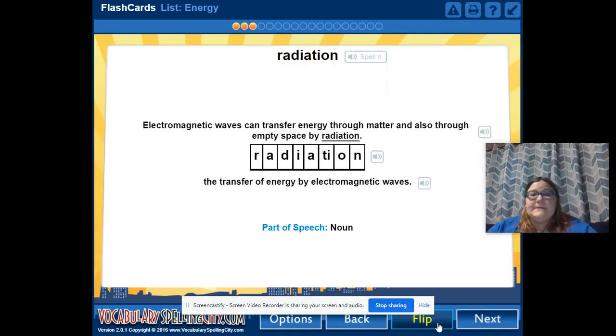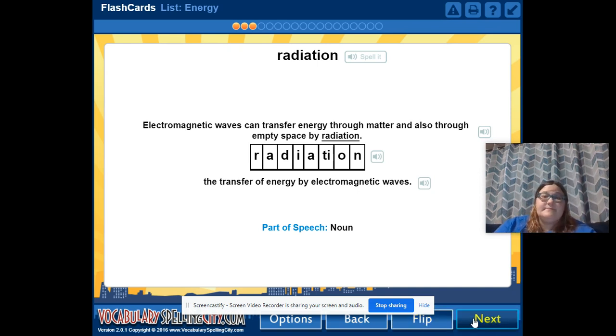Radiation. The transfer of energy by electromagnetic waves. This is the sun. This is fire. It's through the air coming through the waves, because we're not touching the sun, y'all, and the sun's not making hot air and cold air rise and sink. It's just coming at you at one time.